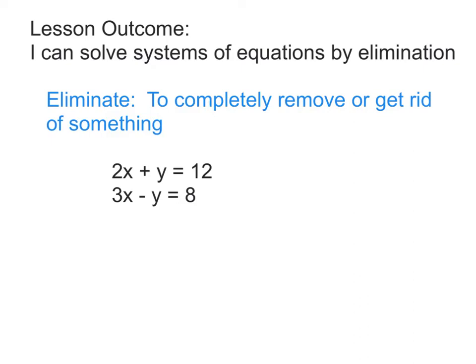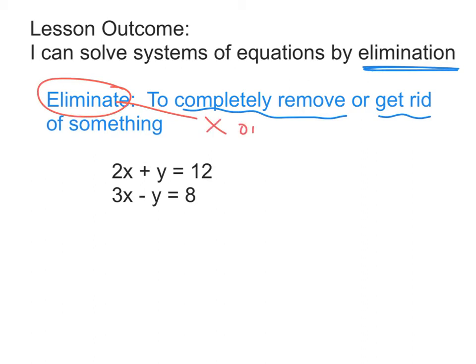The lesson outcome for this video is I can solve systems of equations by elimination. Okay, so elimination, first we'll want to remind ourselves the word eliminate means to completely remove or get rid of something. So it's called the elimination method because what we're going to do is eliminate either x or y. We're going to get rid of one of the variables so that we can solve for the other variable.